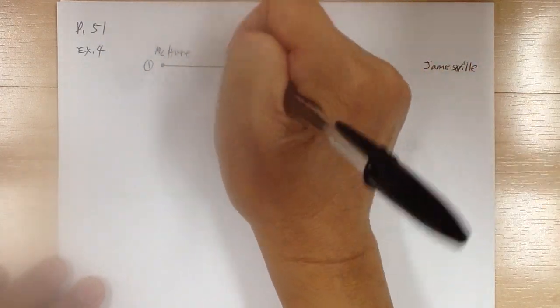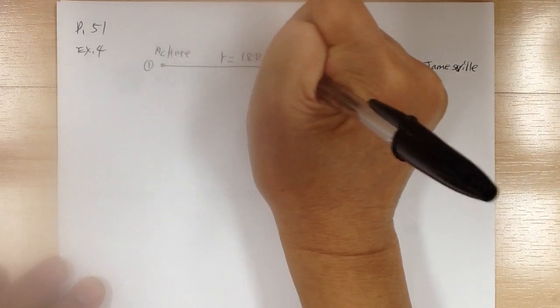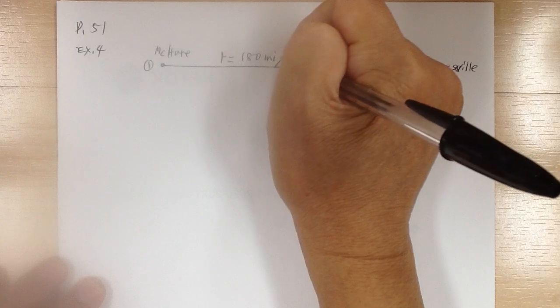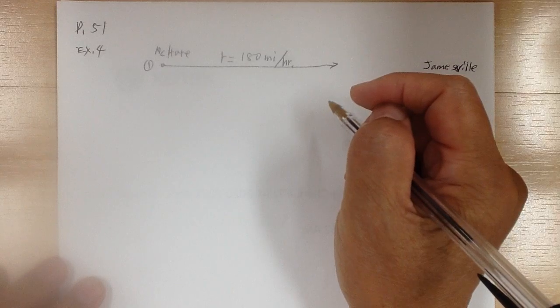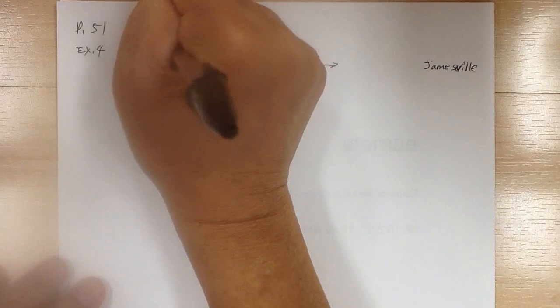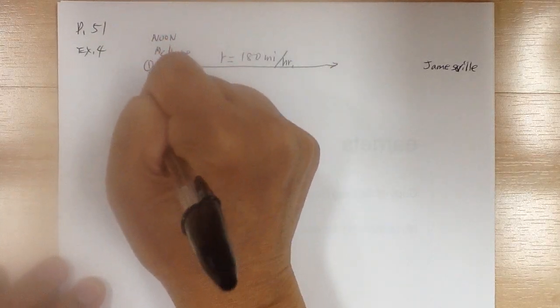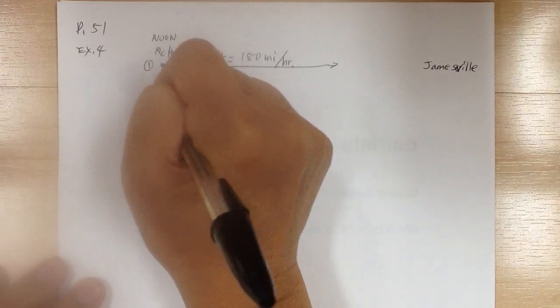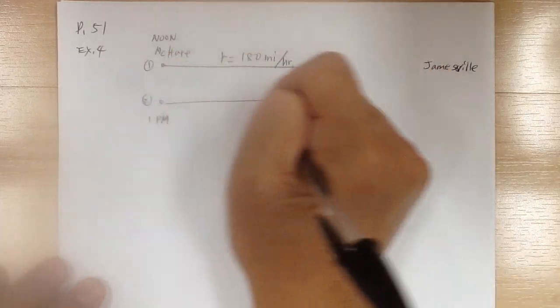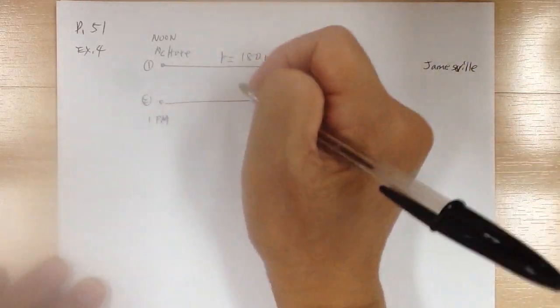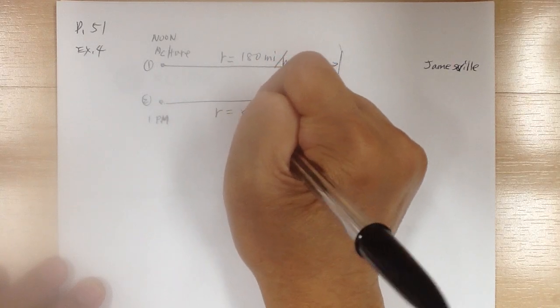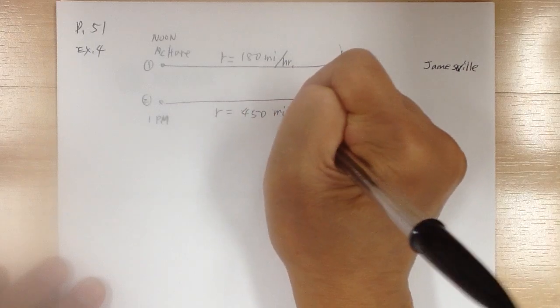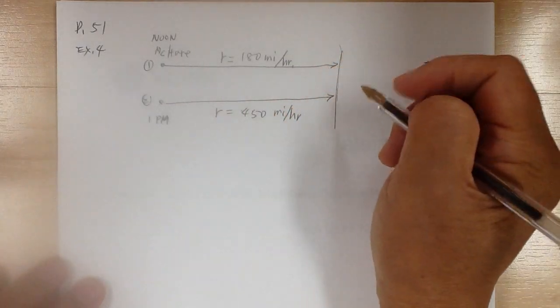So it's going east at R equal to 180 miles per hour. And so this is at noon, so it started out at noon. And the second airplane starts out at 1 p.m. So it starts out 1 hour late. Okay, and it's going to catch up with the first plane. But this one, the R equal to 450 miles per hour. Okay, so you're looking for the time.